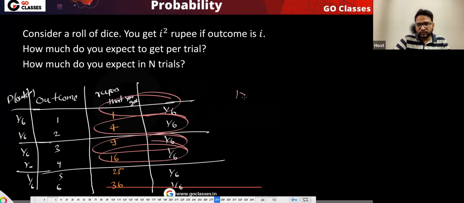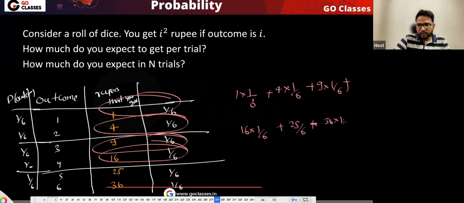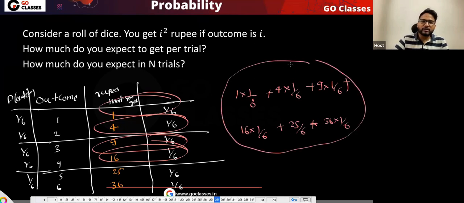1 to 1 product, which is 1 into 1 by 6 plus 4 into 1 by 6 like this, plus 9 into 1 by 6 like this, plus 16 into 1 by 6 plus 25 into 1 by 6 plus 36 into 1 by 6. Okay, and you will get your answer. So this is in just one trial. I mean, one trial on average, you can expect this.